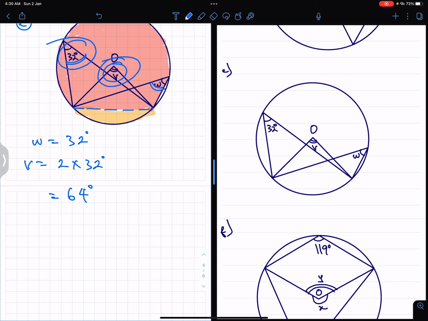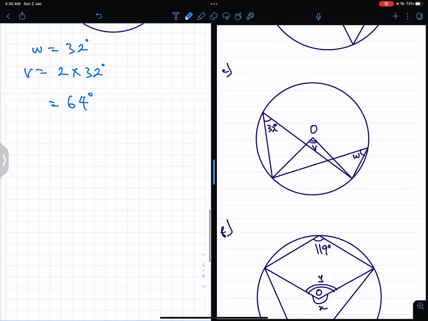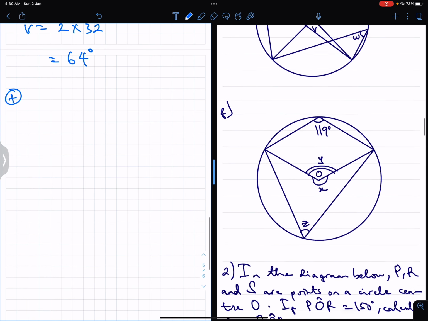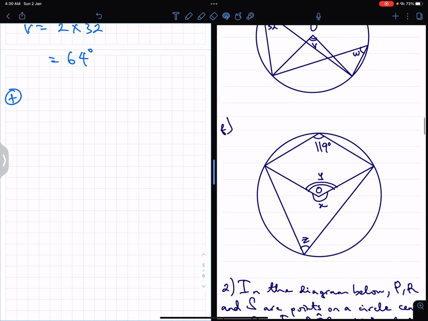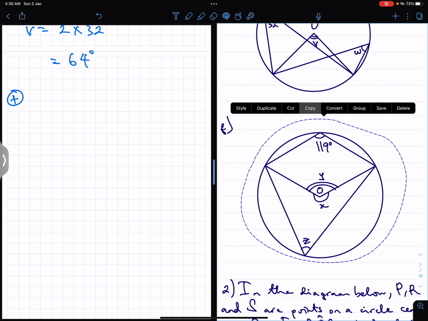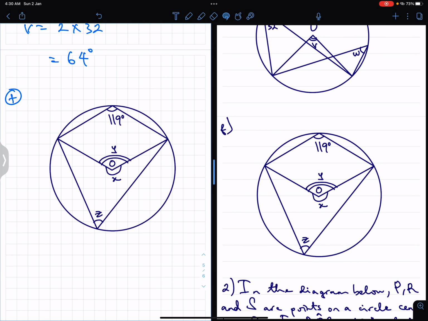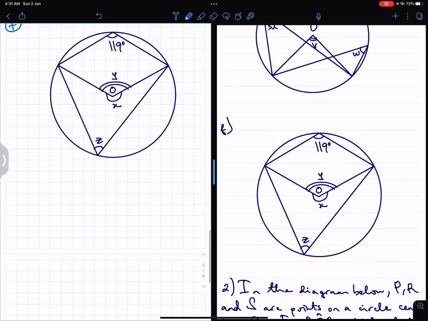Now to the next very quickly. And that's question F. Now this is F. We can see that angles 119 degrees and X are center and circumference angles. We must take note here, this one is facing up and the X at the center is also facing up.